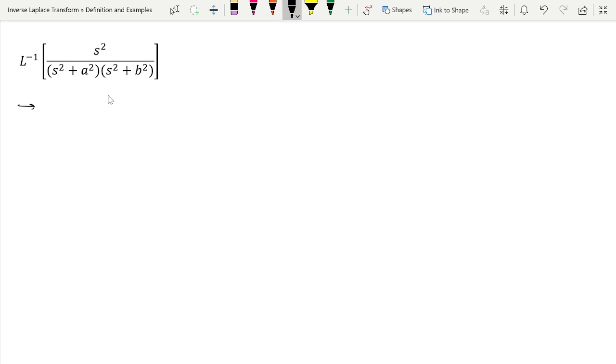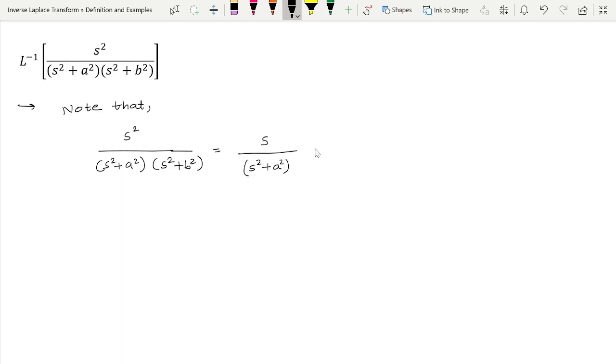So over here we have to find the inverse Laplace transform of s square upon (s square plus a square) multiplied by (s square plus b square), using convolution theorem, of course. Now just note how we can write the function s square upon (s square plus a square) multiplied by (s square plus b square). This function can be written as s upon s square plus a square. I mean, we can write it as a product of two functions whose inverse Laplace transform is already known to us. So this is our obvious choice, right?